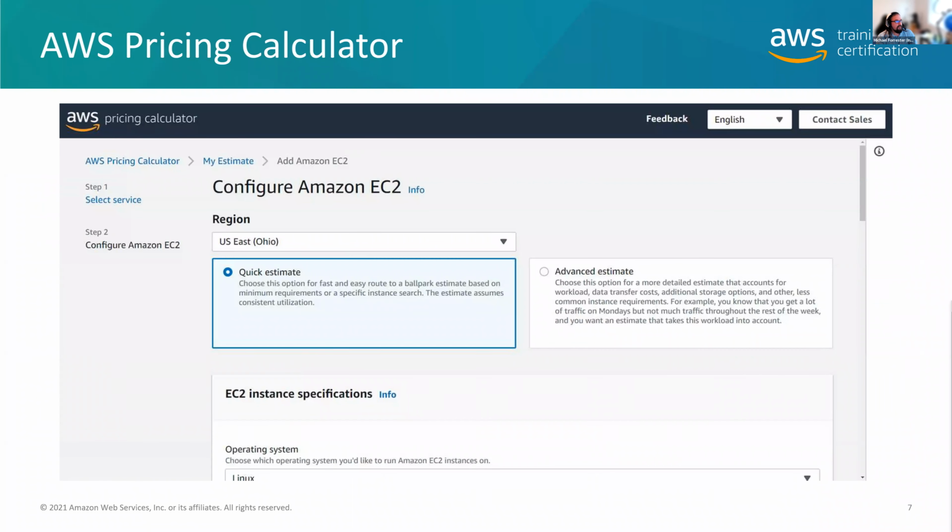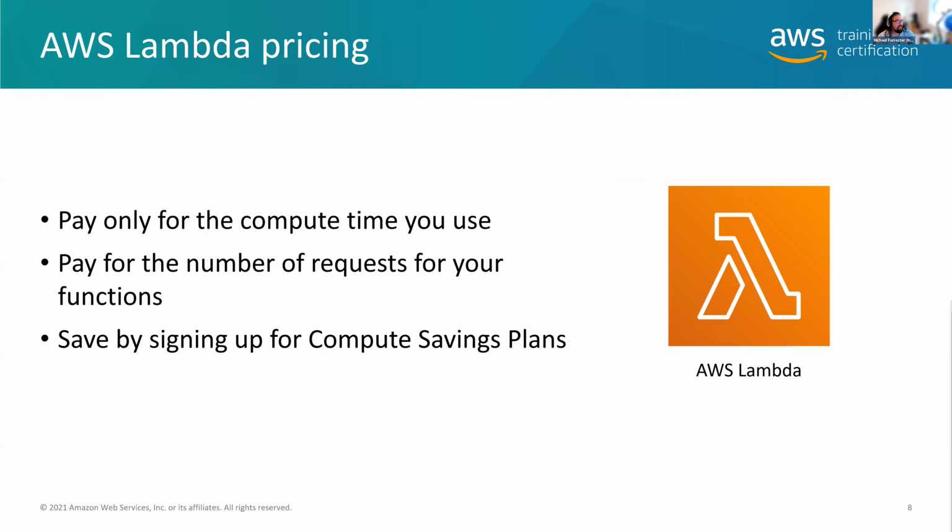Here's the pricing calculator, by the way. We did a quick estimate. We could have done something more advanced. So just know you've got options. Do note that for things like Lambda, you only pay for what you use and the size of what you're using, right? You can also use compute savings plans to save.